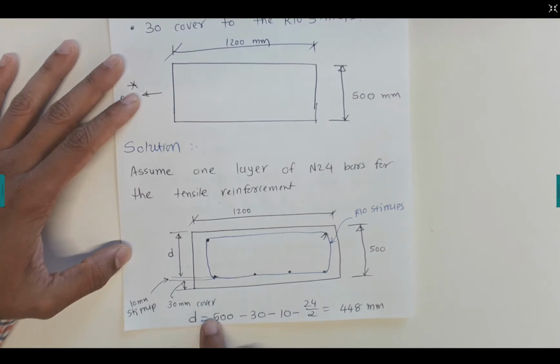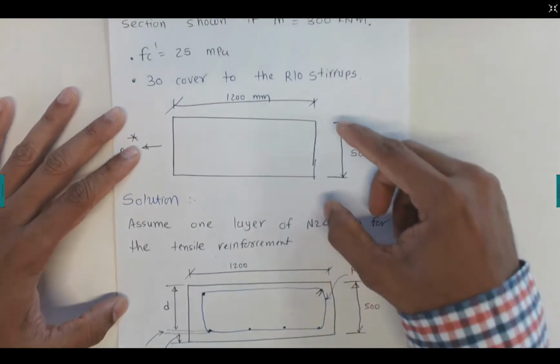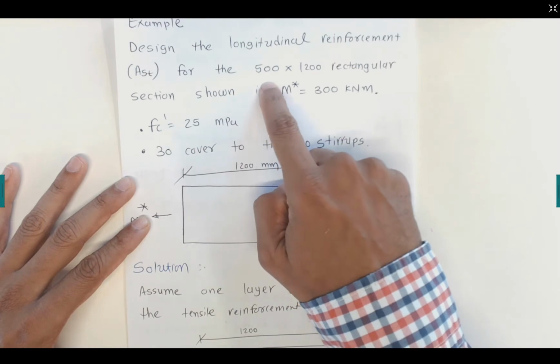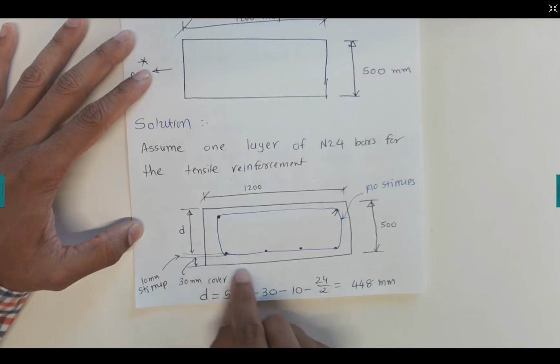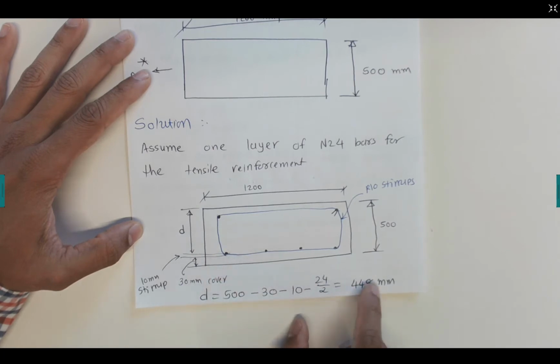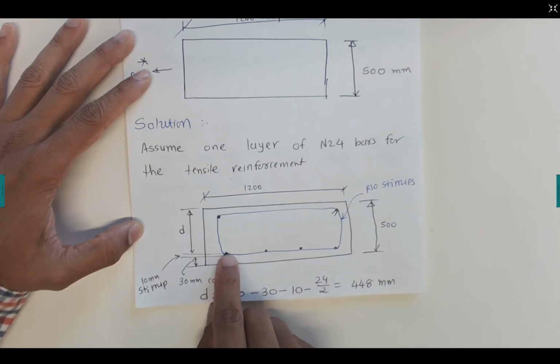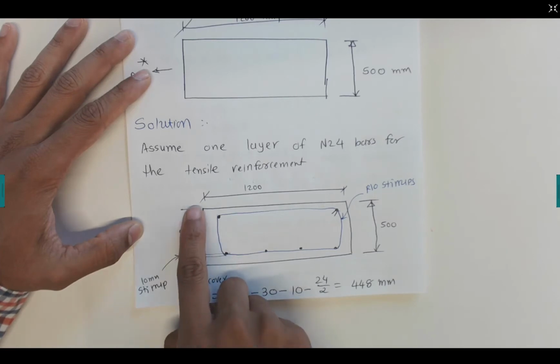Now depth D is equal to 500, given in the question. 500 minus 30, that is the cover, take away the diameter of the stirrup, then take away half of 24, 24 divided by 2, gives 448 millimeters. So it's basically measuring from the center of the reinforcement to the top fiber.